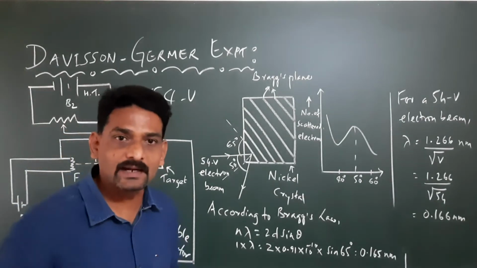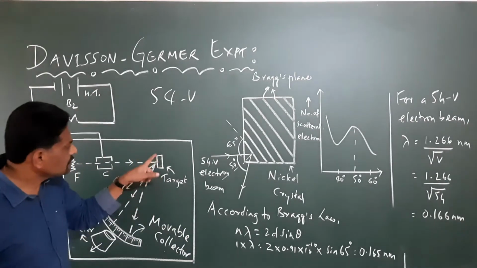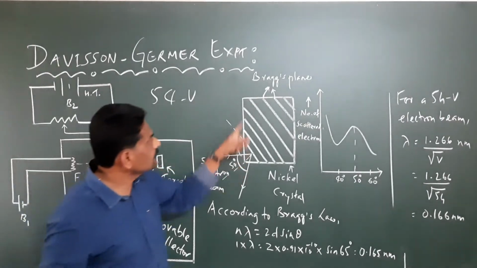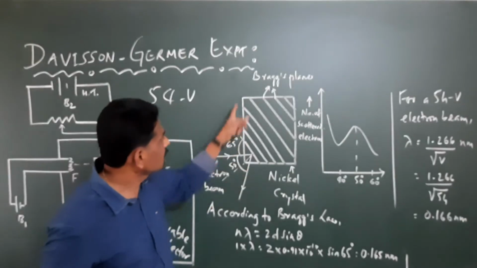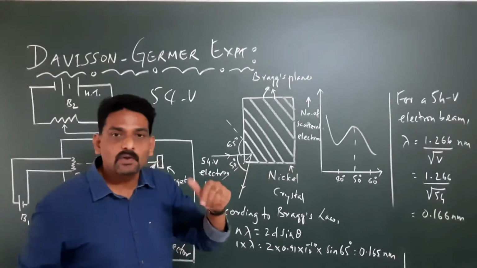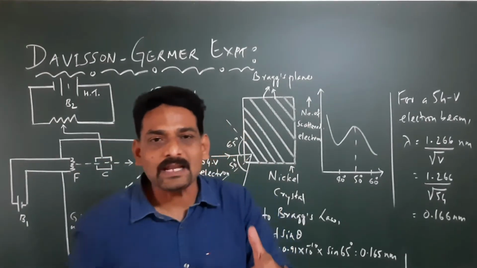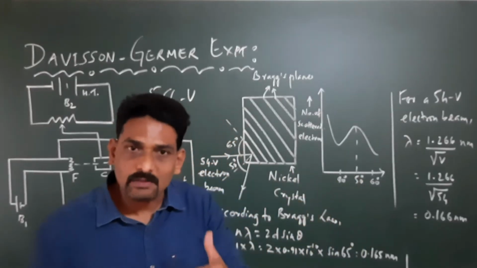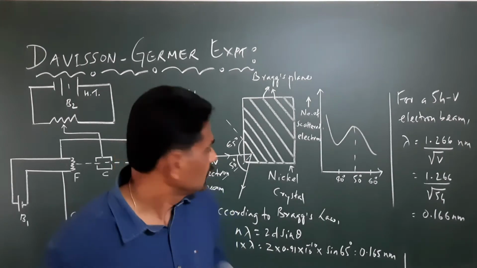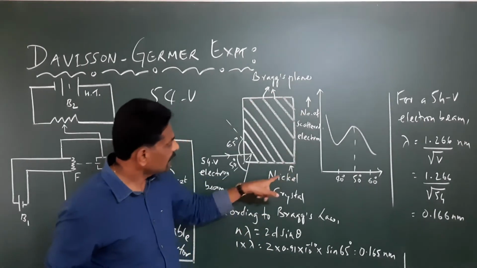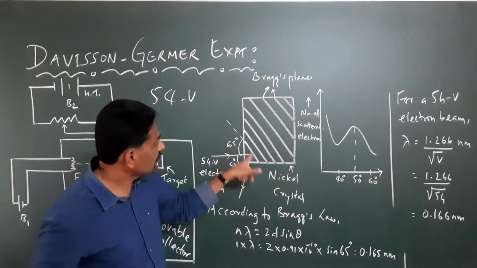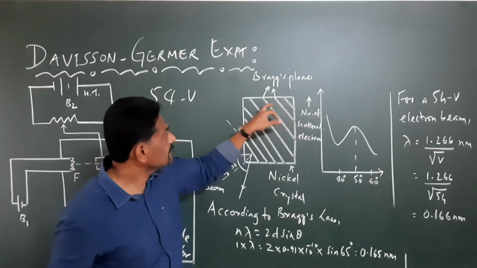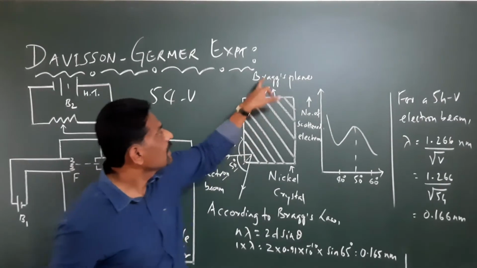In order to understand that, here, as I told you, is a nickel crystal. This nickel crystal is shown in this diagram in an expanded manner. Any crystal is made up of n number of planes which are parallel to each other. Each plane we call a Bragg's plane. So here, this is the nickel crystal, and here we have n number of planes which are all parallel to each other, and these planes we call Bragg's planes.